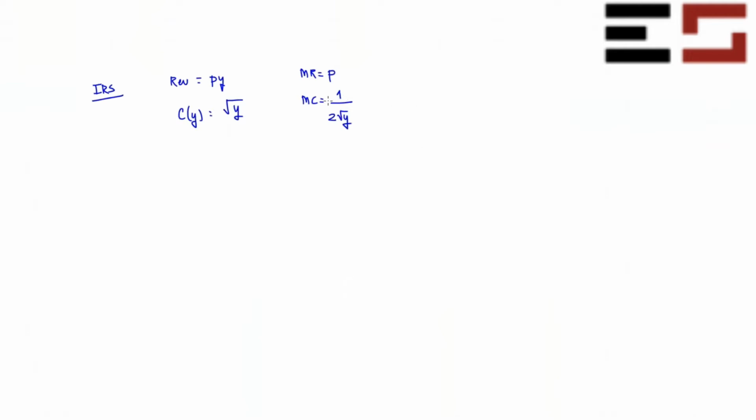Now let me sketch the graph of marginal revenue and marginal cost. So let's say P is positive. If P is positive, marginal revenue will look like this. It's again a horizontal line. And what about the marginal cost?